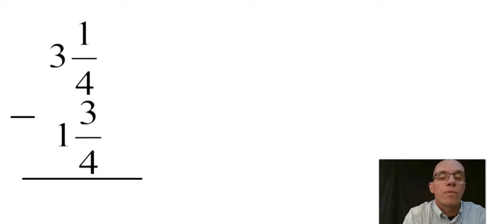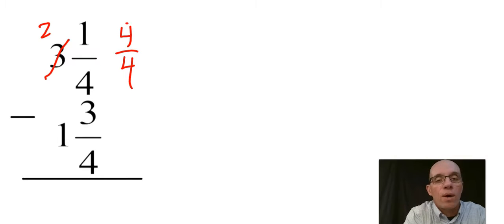So I can't take 3 from 1, so what am I going to do? I'm going to borrow 1 whole from there. So I'm going to make 3 into 2, and instead of 1 whole, I'm borrowing 1 whole as a fraction. So what fraction am I going to use? Well, I could use 3/3, I could use 2/2, but why? I have a denominator of 4, so really, I'm borrowing 4/4. So 2 plus that 1 here, represented as 4/4 in this case, I'm going to add to the 1/4 that I have.